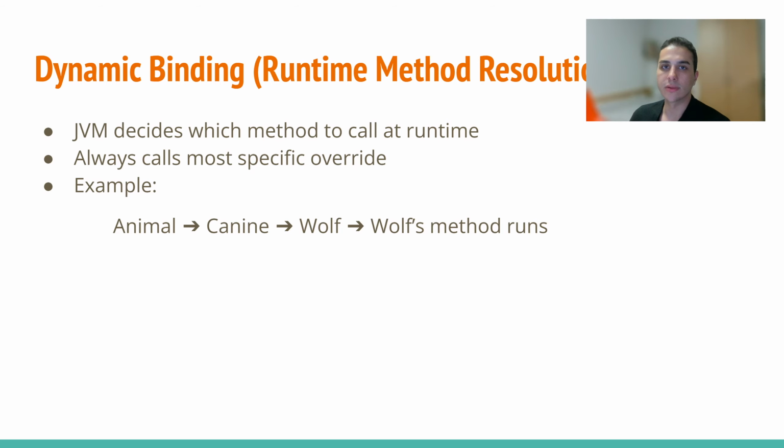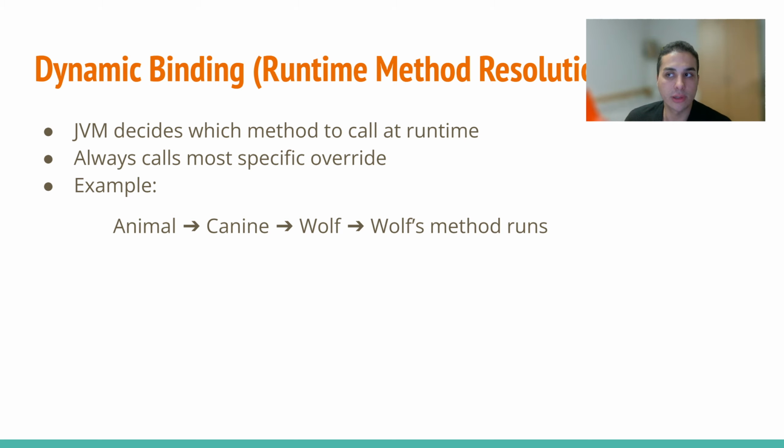And let's continue with the runtime method resolution or dynamic binding. Which method implementation gets called is decided at runtime based on the actual object type, not the reference type. The Java virtual machine will look for the most specific override of the method in its actual object's class, and then call it. In other words, the lowest subclass's method wins in an override situation. For example, we have animal, canine, wolf's method runs. Okay, here is an example.